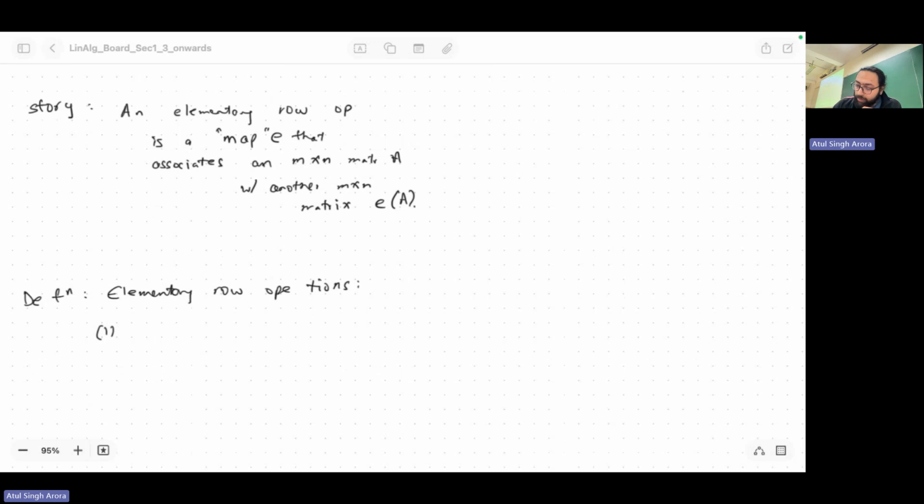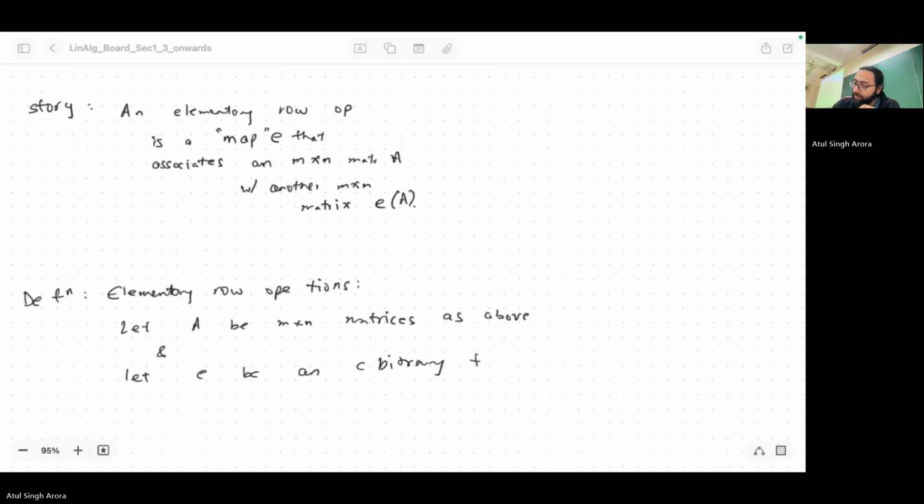Okay. So elementary row operation, it's a map. Let me just write it. Let A be m cross n matrices as above. And let E be an arbitrary function of the form above, that we mentioned. Then E must satisfy the following.